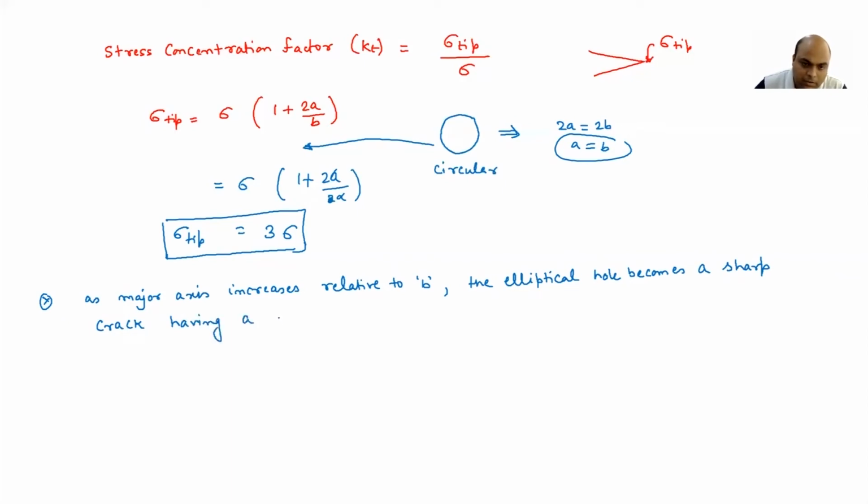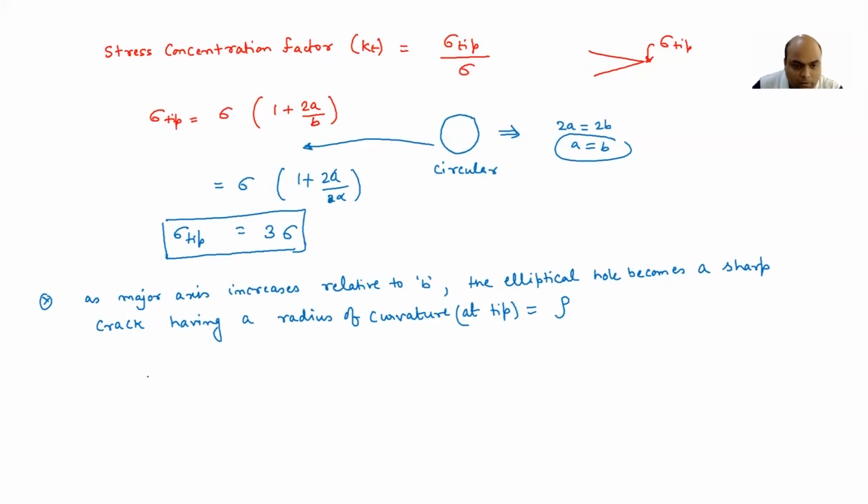Having a radius of curvature at the tip equal to rho. Okay, so increasing A continuously, it is going to become a sharp crack with a radius of rho.